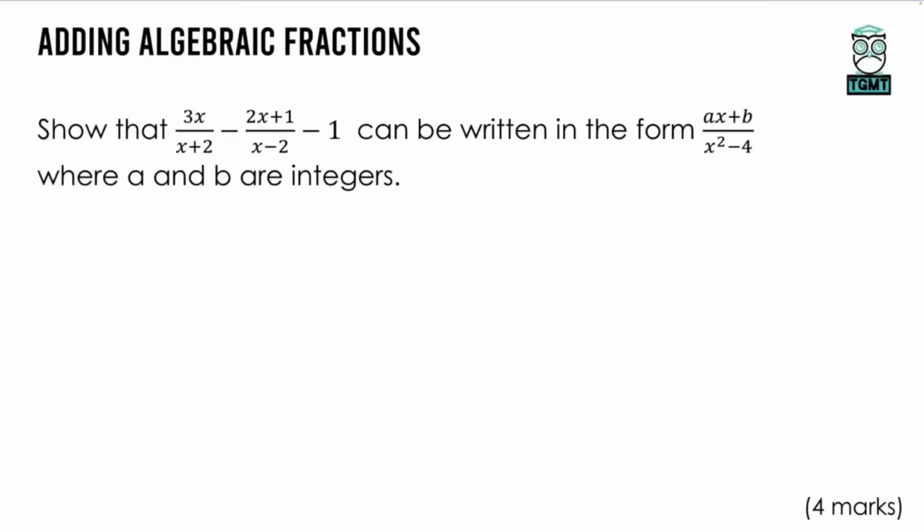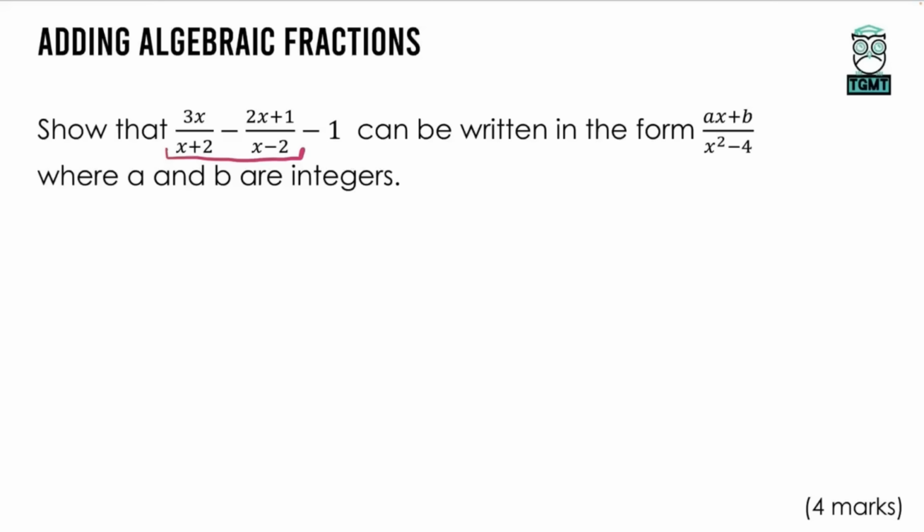Now when we are adding and subtracting, the same as just with normal numbers, we do that from left to right. So here we're going to first subtract these two fractions, and then we will deal with that subtraction of 1. So let's just start by doing those.